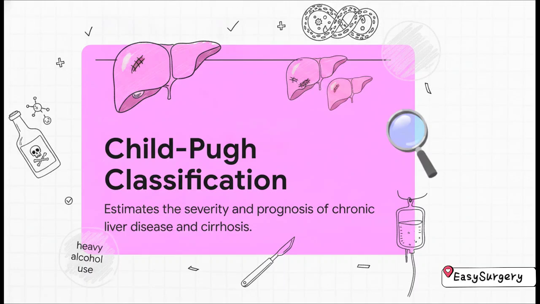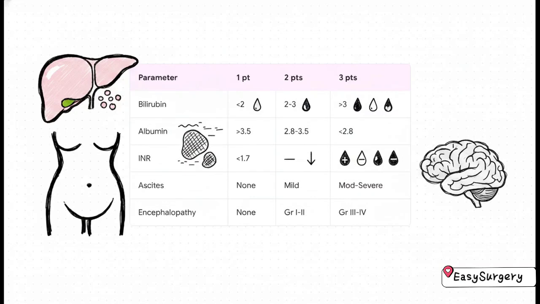You can't just eyeball them and guess how their liver is going to handle the stress of anesthesia, right? You need hard, objective data. This tool gives surgeons and clinicians a universal language to communicate exactly how sick a patient's liver truly is. Now, here is the classic textbook framework you need to lock in.